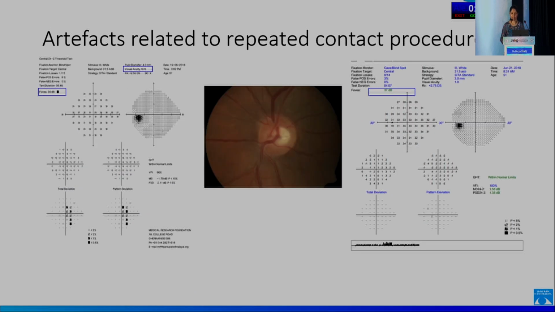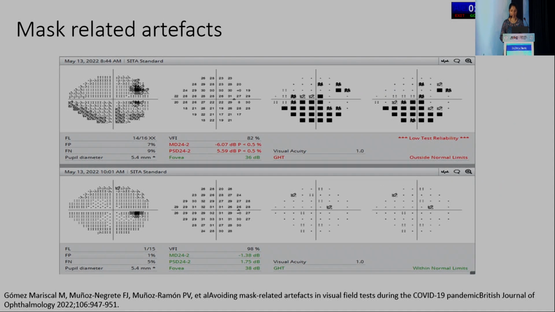So you can see artifacts due to repeated contact procedures on the cornea, like applanation tonometer and gonioscopy just before the field test, suggested by depressed points in the paracentral area in the first field, which after repeating on another day is not seen. So in the COVID times, we have seen mask-related artifacts also, where we will see defects in the inferior field due to the mask, and after repeating the fields with the adjustment of the mask, the defects are not seen.